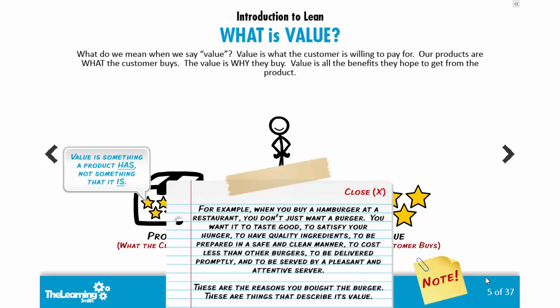For example, when you buy a hamburger at a restaurant, you don't just want a burger. You want it to taste good, to satisfy your hunger, to have quality ingredients, to be prepared in a safe and clean manner, to cost less than other burgers, to be delivered promptly, and to be served by a pleasant and attentive server. These are the reasons you bought the burger. These are the things that describe its value.